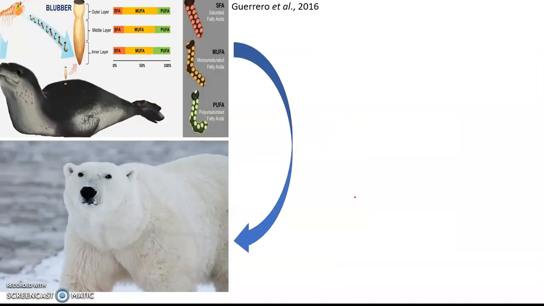So this is a polar bear with a sea bubbler. The polar bear actually feeds on sea bubbler. You can see that the sea bubbler is made up of some saturated fatty acid. More of their fatty acid is monounsaturated fatty acid. Then they have little, if we compare to the saturated, polyunsaturated fatty acid.